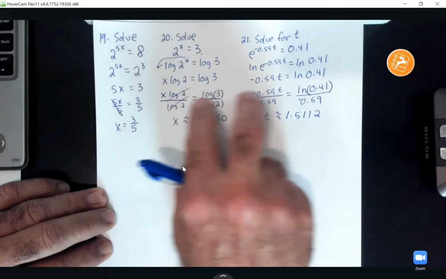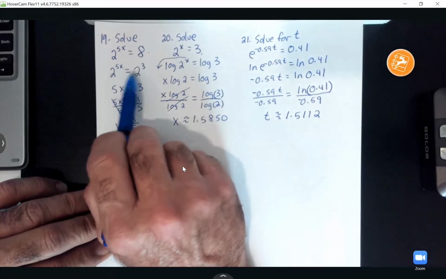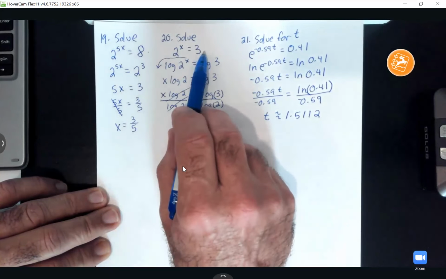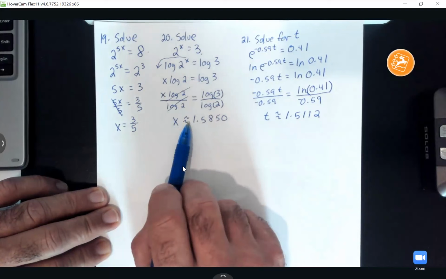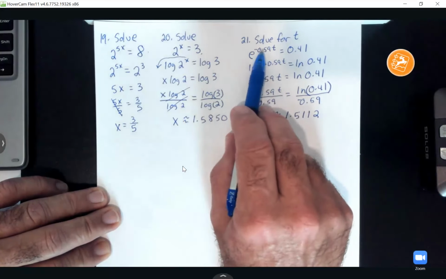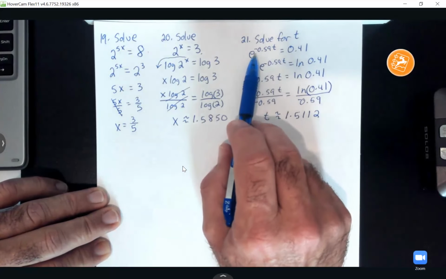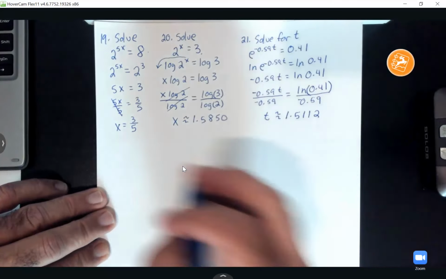All right, so those were the 3 exponential. The first one, you're going to rewrite using the same base. The second one, you're not going to be able to rewrite, so you're going to take logs and then solve that. The third one, you're not going to be able to rewrite, but instead of taking a log, since we got an e here, we're going to take ln's of both sides, okay?